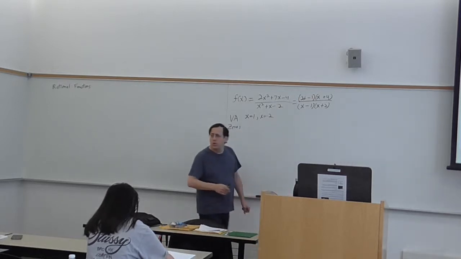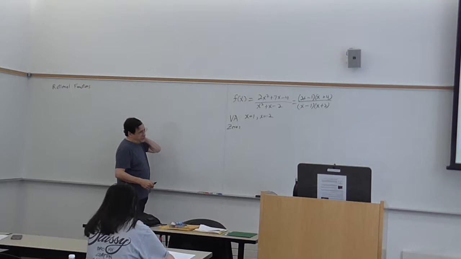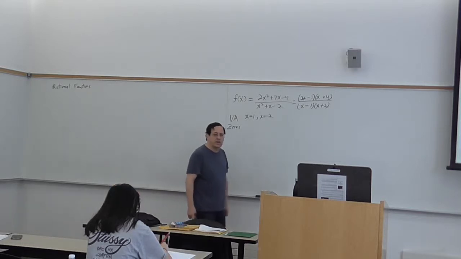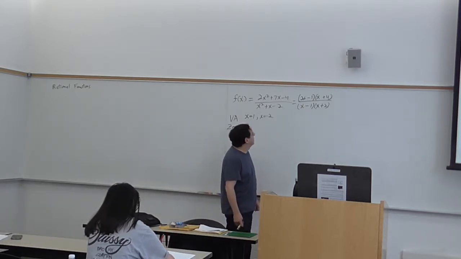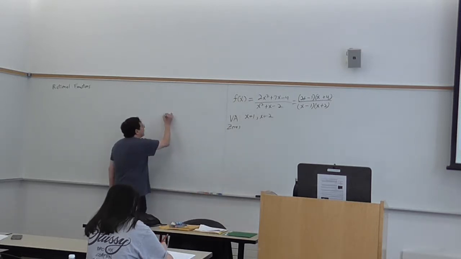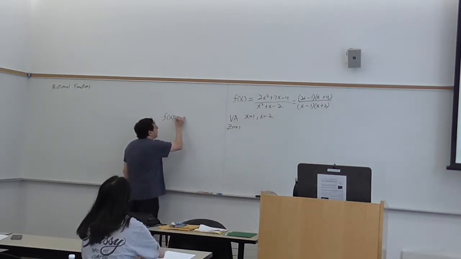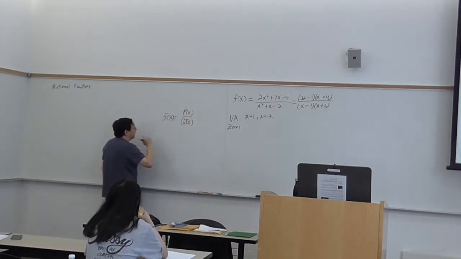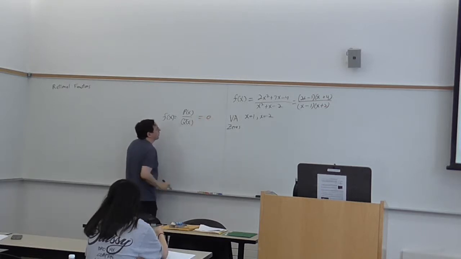What about it? Where are the zeros of this function? Well, how do I find the zeros? Somebody's got to be scratching their head here, right? I have f of x equals p of x over q of x, and I want to know when it's equal to 0. What am I going to look at?